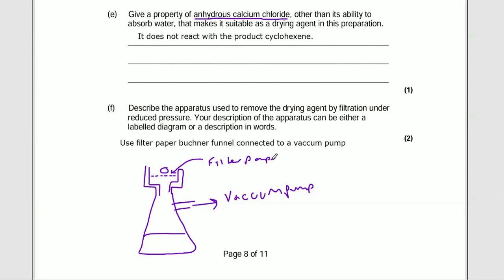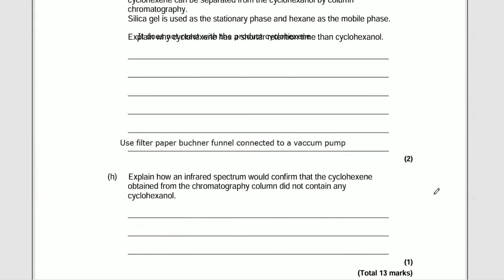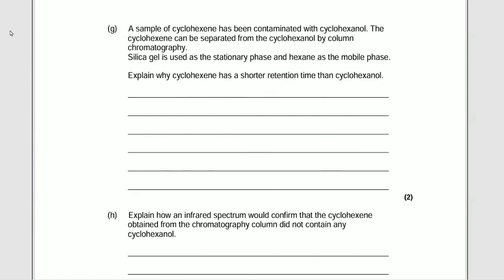Okie dokie, we're nearly done. So this will get you 2 marks. You can have a combination of words and the diagram combined as well. Right, let's go. What's the next question? Where are we? Here we are.